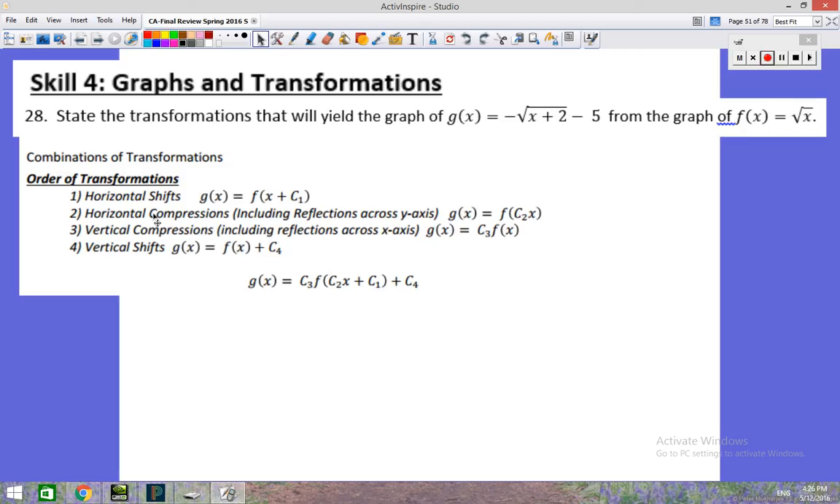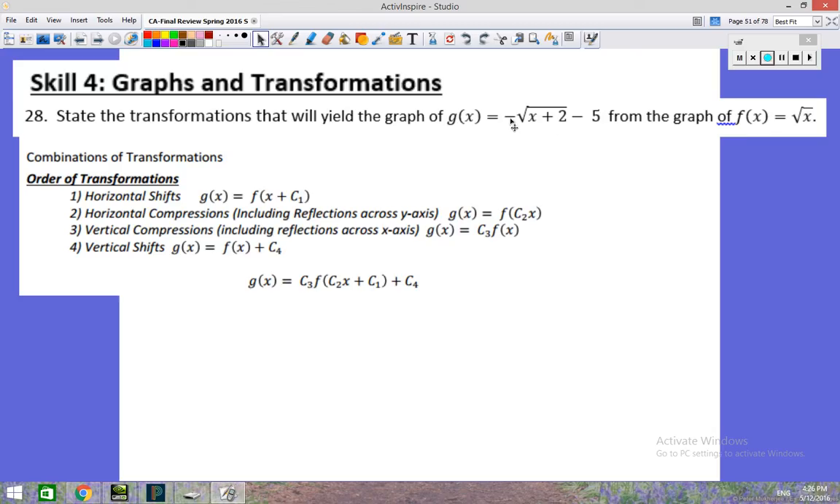So if you look at it here, it has 4 transformations, but remember within step 2 and step 3, if you had reflections on both a negative sign in front of the x and a negative sign outside of the function, you could possibly have 6 transformations, and that's the most that you would have. When we look here, we have 3 transformations. The +2 is actually going to be a shift to the left 2 units.